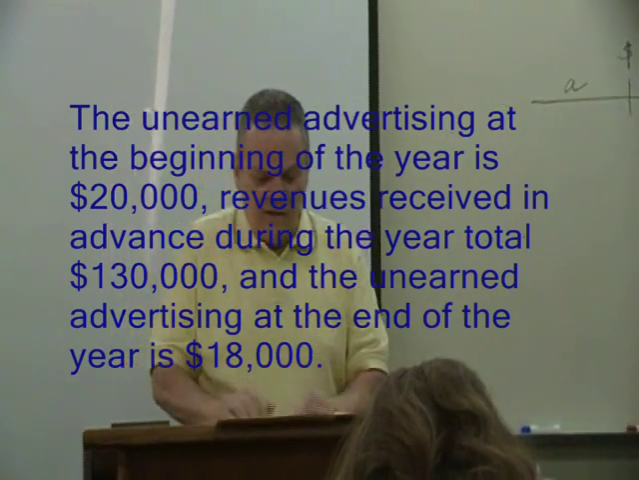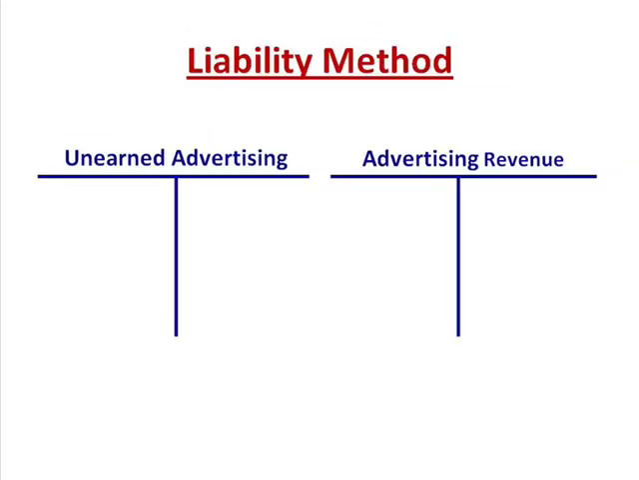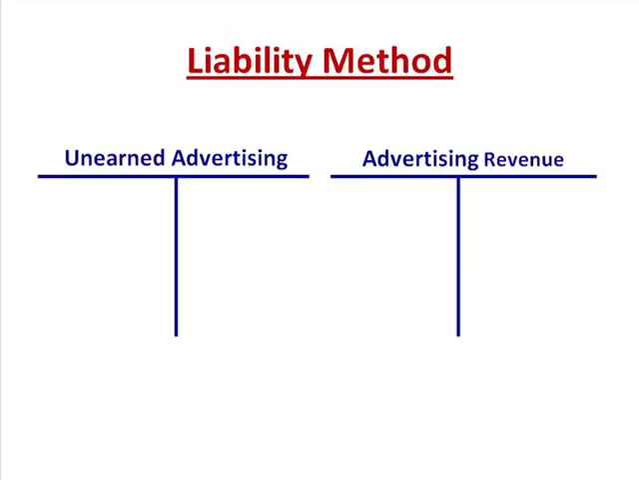Let's keep reading. And the unearned advertising revenue at the end of the year is $18,000. A. Record the following directly in T accounts for unearned advertising and advertising revenue, employing the system of initially recording advertising fees. How? Everybody that knows it, speak up. Liability method. We're going to have two T accounts.